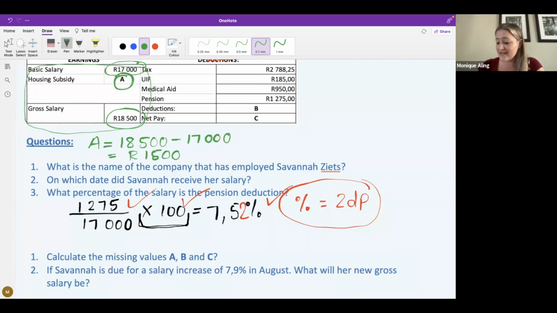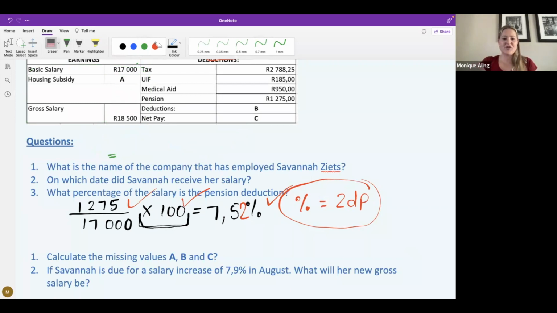Now remember, if this was in a test, you need to show the step because you get a mark for your method and a mark for your answer. Okay, good, well done. I see quite a few of you did get 1,500. Then B. Let's move on to that one. I just want to quickly erase here.